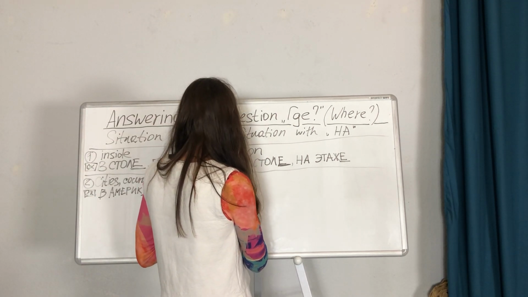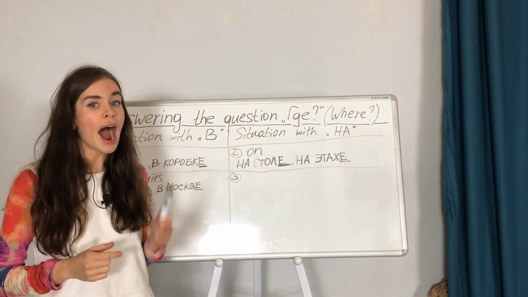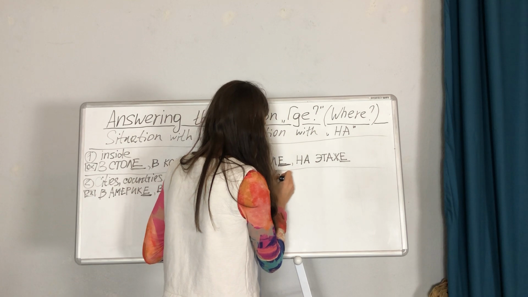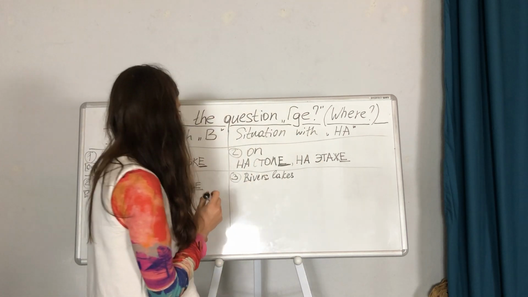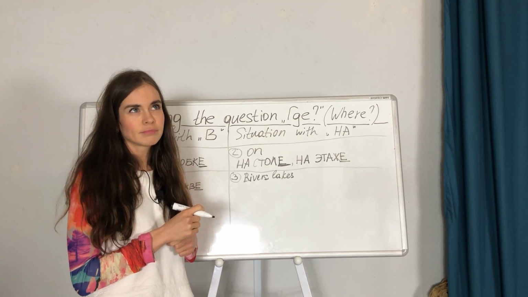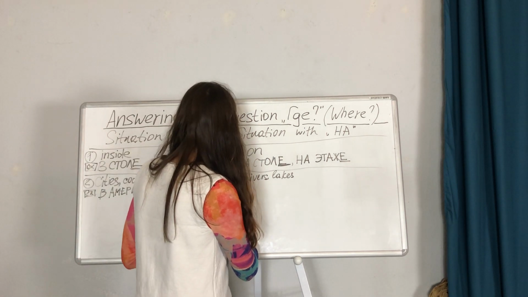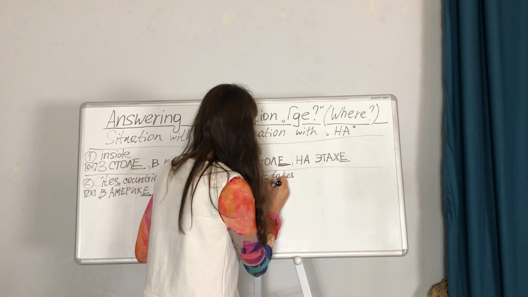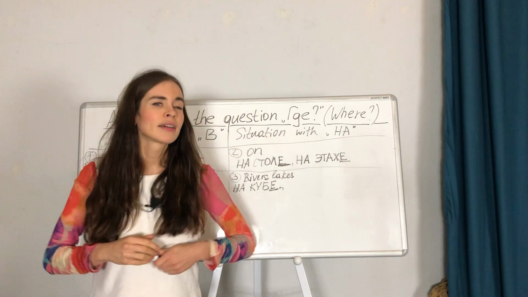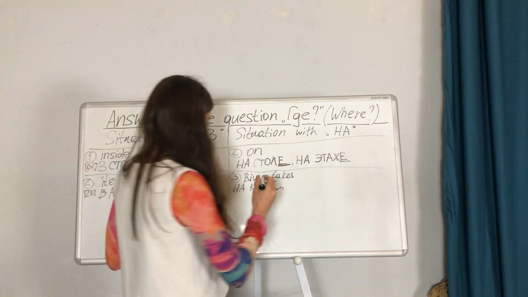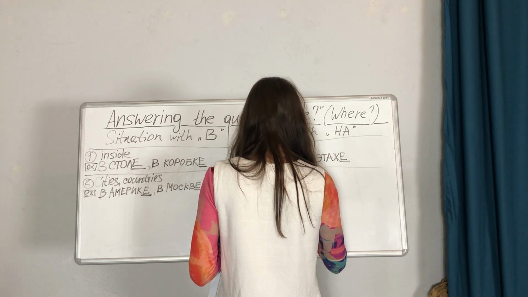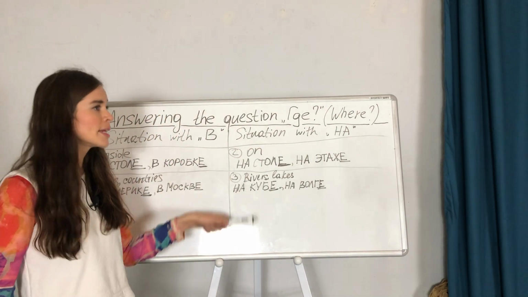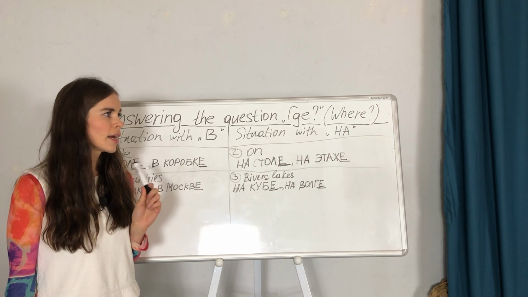The situation when we use на is with rivers, islands, lakes and mountains. For example, на Кубе, Cuba, because it's an island, and again we change the ending: на Кубе. And let's take a Russian river, the Volga: на Волге. It's the same with mountains, islands, rivers and lakes, and that's it.